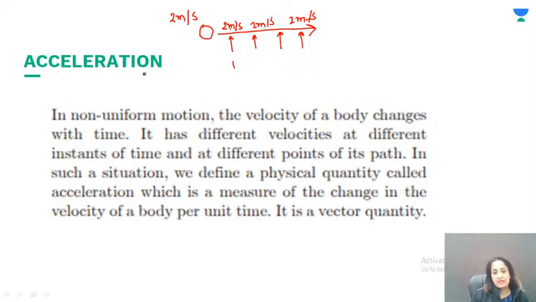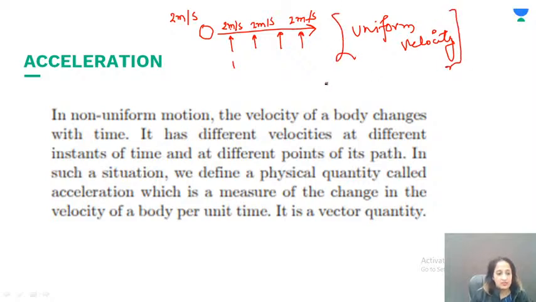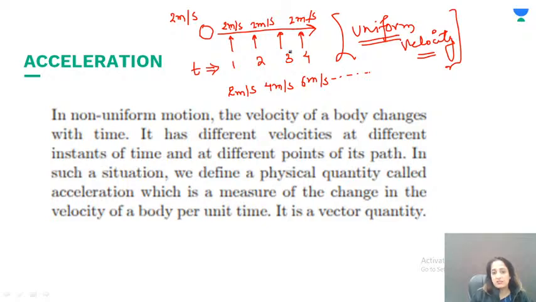So that means it is moving with a uniform velocity. It is not accelerating or retarding or anything. But let's say at every second, its velocity is changing. Let's say it was moving with 2 meter per second. Now it started moving with 4 meter per second, then 6 meter per second, and so forth. That means its velocity at this point is 6 meter per second, but when it started, it was 2 meter per second. So its velocity has increased with time.